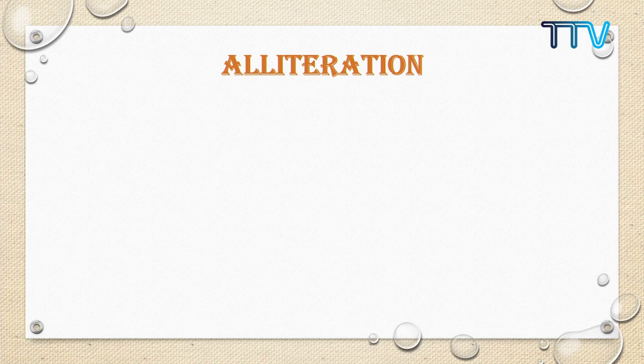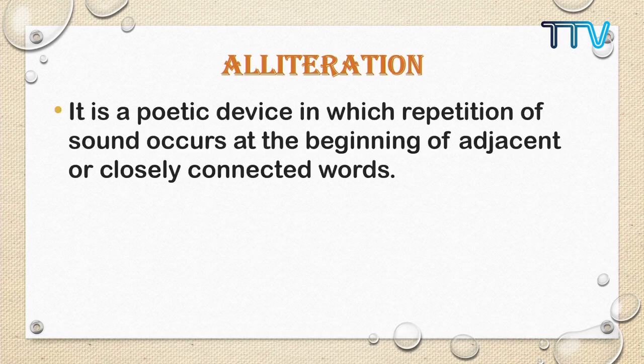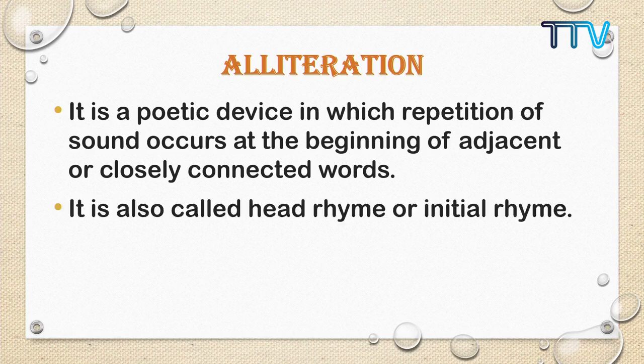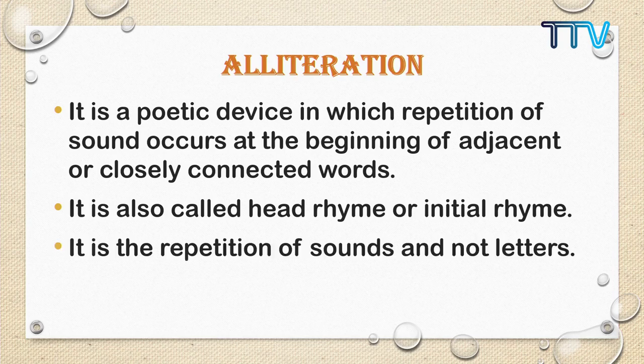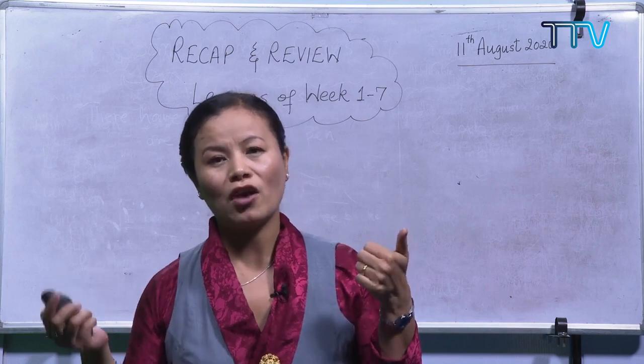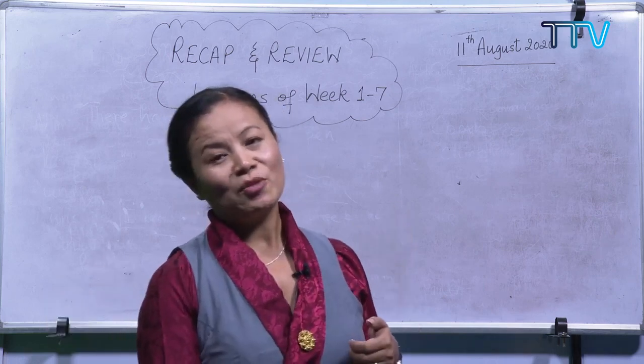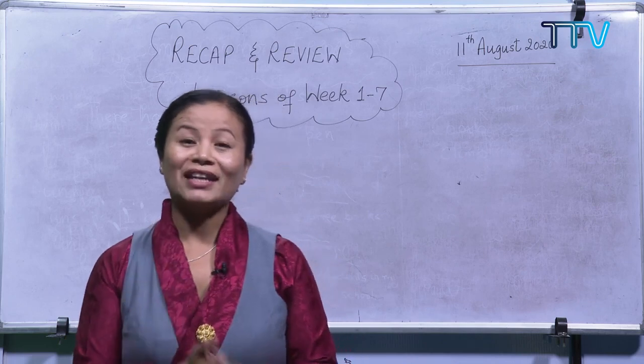And this was another poetic device we discussed, alliteration. Repetition of sound occurs at the beginning of adjacent or closely connected words. It's also called head rhyme or initial rhyme. It is repetition of sounds and not letters. I remember telling you Philip's farm, PH. The letter is P, farm, the letter is F. But what we need to keep in mind is we don't focus on the letter but the sound, Philip's farm. And in most tongue twisters, you use alliteration.